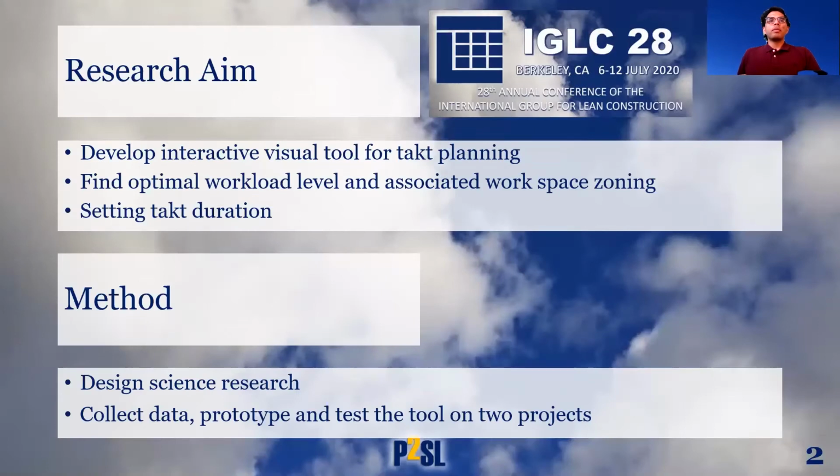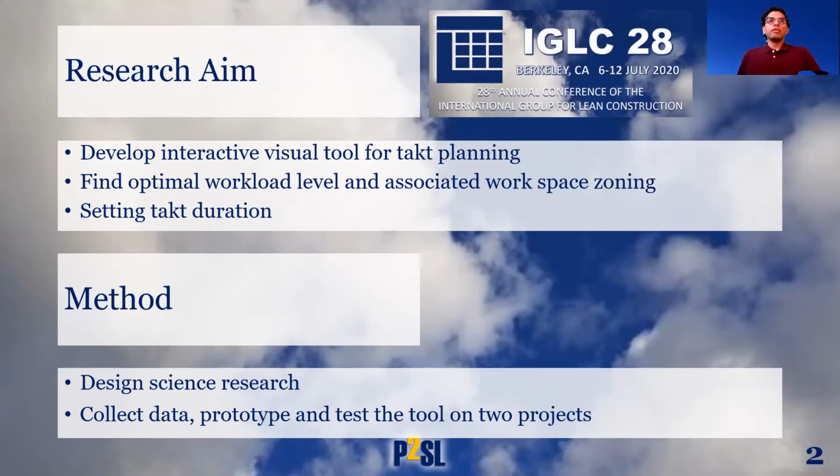The aim of this paper is to develop an interactive visual tool for task planning. This tool is used to find the optimal workload level and associated workspace zoning, and also in turn help the planning team to set the task duration. To be clear, this tool supports the teams in the initial part of the task planning process and not the complete process, which might include scheduling and controlling of the plan.